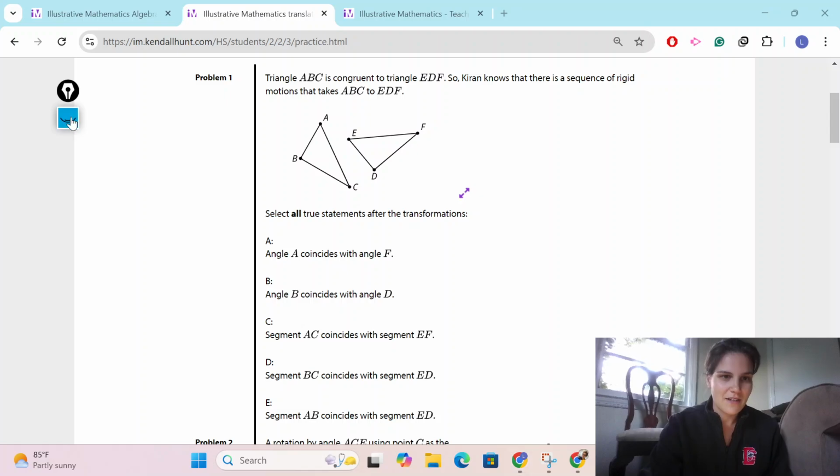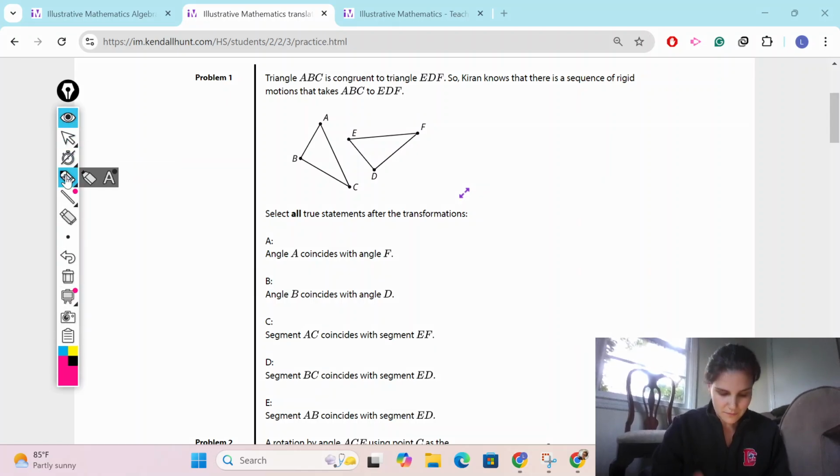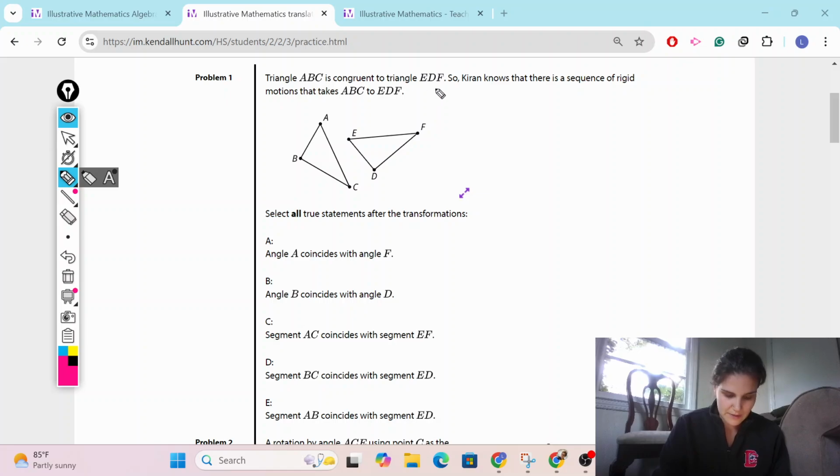Alright, let's get started. Problem number 1. Triangle ABC is congruent to triangle EDF. So ABC is this guy. And I'm going to write this out. Triangle ABC is congruent to triangle EDF. Okay. So Kieran knows that there is a sequence of rigid motions that takes ABC to EDF. Select all true statements after the transformation.